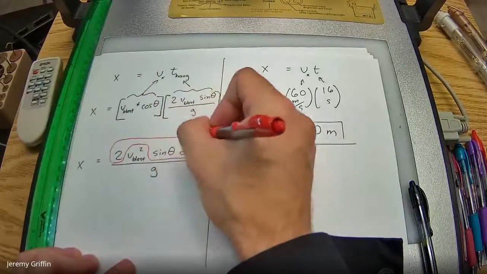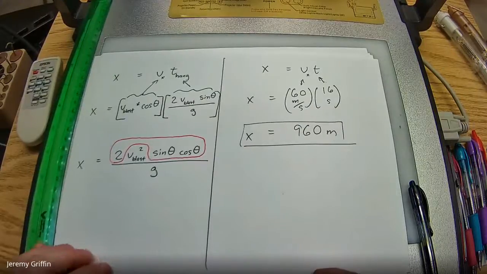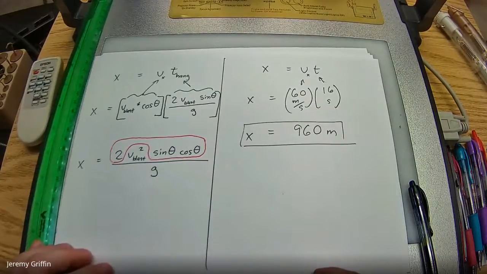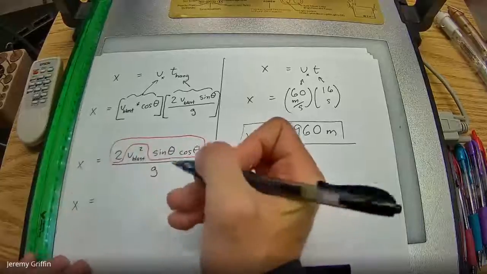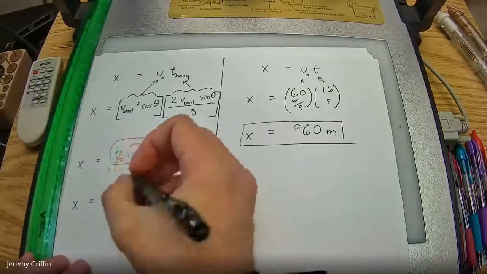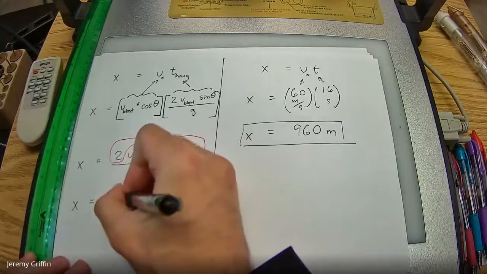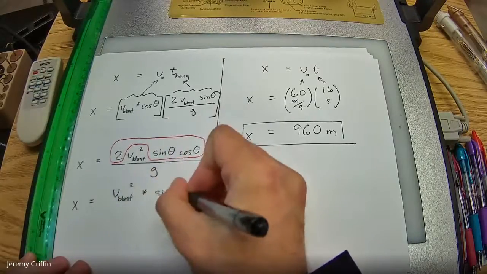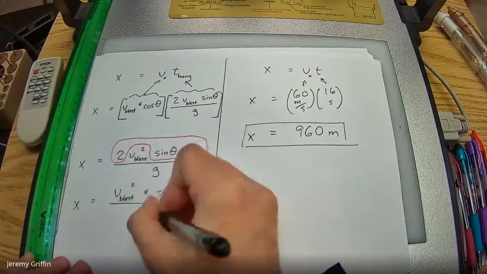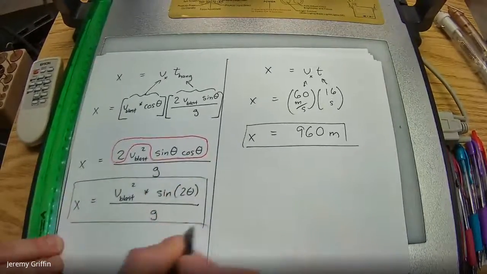You guys see that part I just circled in red? That's equivalent to something. It's not 1. It's a double angle formula. Who remembers double angles? 2 sine theta cosine theta. That's the same thing as sine of 2 theta. So this is v blast squared times sine of twice the angle divided by g. Here's a general expression. It's a double angle formula.